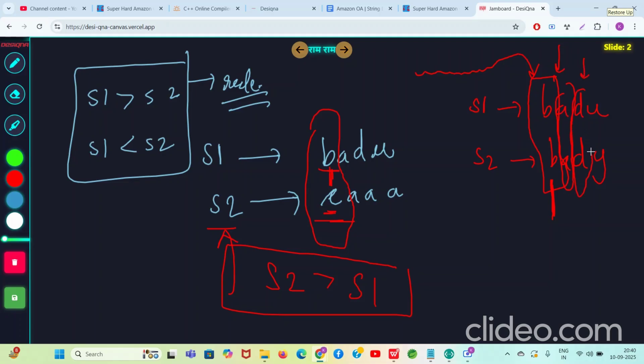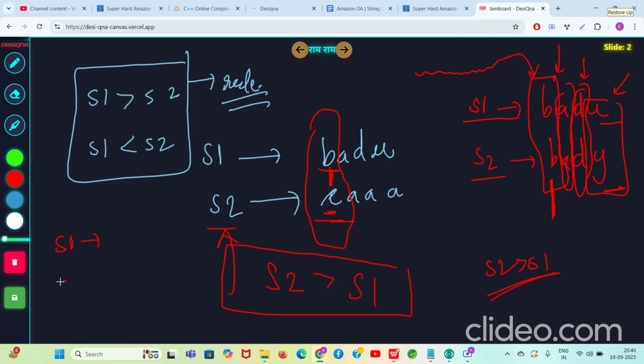In the third place also, both places have D, so nothing to check. Check the fourth character. In S1, U is coming; in S2, Y is coming. Is Y bigger or U bigger? Y is bigger than U in alphabetical order. So S2 is greater than S1 in this case.